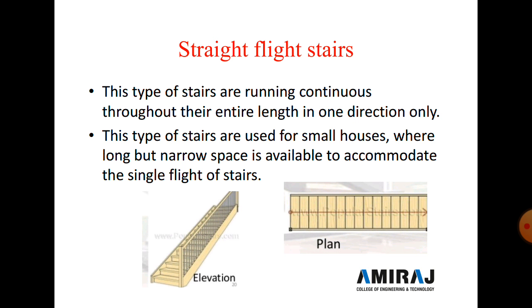So let's start a new point, the classification of stairs. First is the straight flight stair. A stair running continuously throughout the entire length in one direction only is known as a straight flight stair. This type of stair is used for small houses where a long but narrow space is available to accommodate a single flight of stairs. Generally this type of stair is provided in residential buildings only.